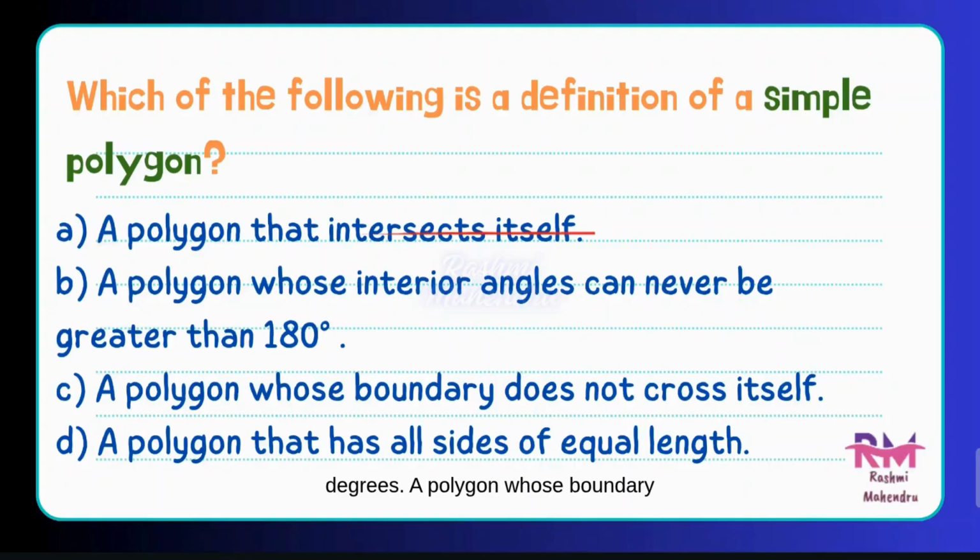A polygon whose boundary does not cross itself. This is the only condition, the only criterion which makes a simple polygon different from a complex polygon. And the fourth one, all sides of equal length. This is not a mandatory condition for a simple polygon because a simple polygon may happily have all sides unequal as well.